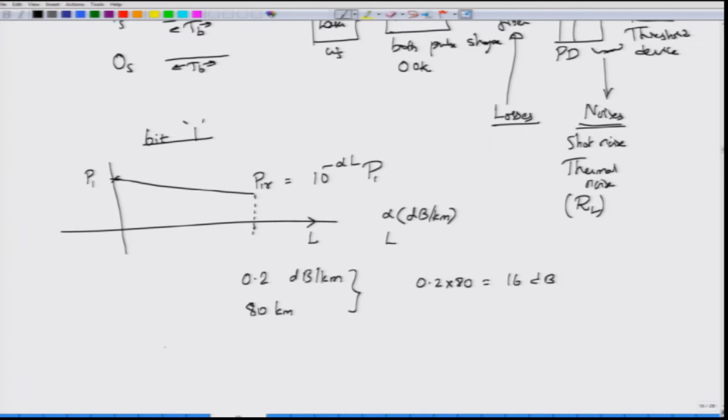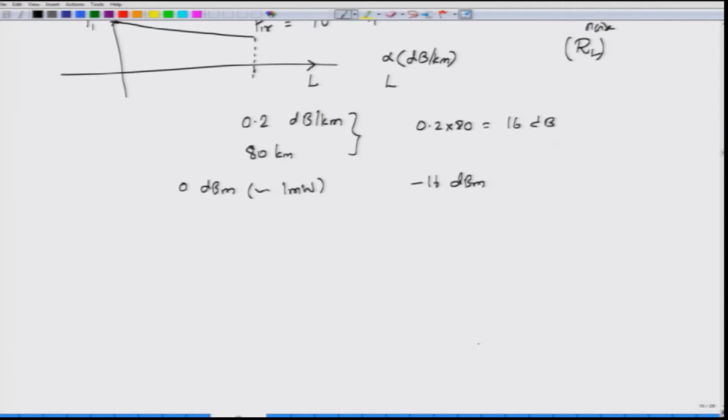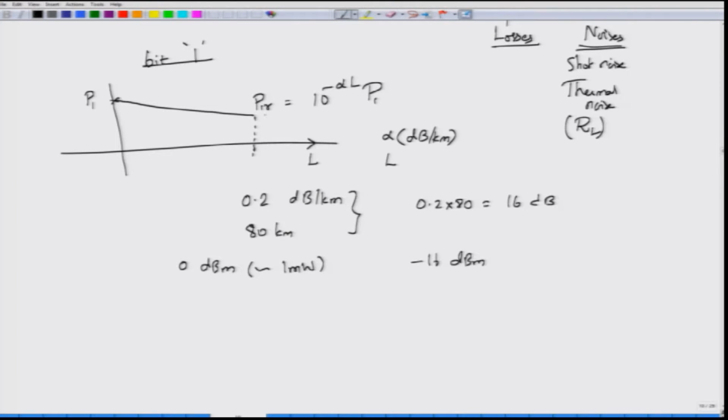And if I start my optical power at 0 dBm, which is already pretty high, 0 dBm corresponds to 1 milliwatt actually. So, the power which I am receiving will be minus 16 dBm. Okay. So, this is what I am actually receiving. Anyway, the point here is that you get this P1R.